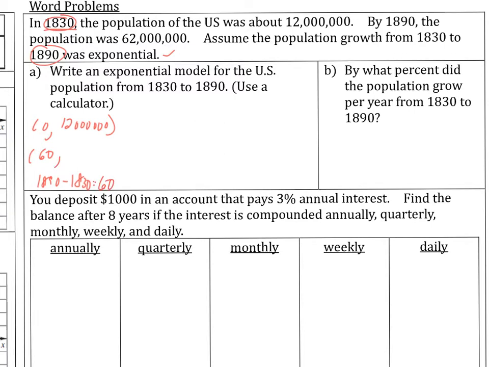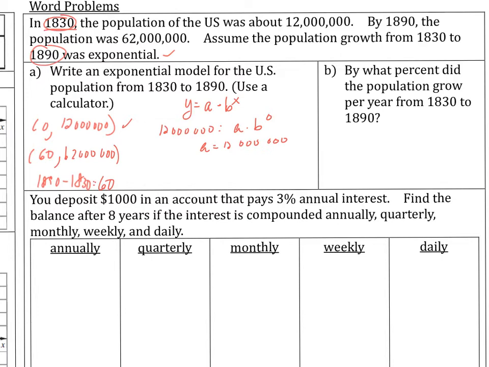And 60 years later, you have 62 million. Okay, so I'm going to take the exponential growth function, a times b to the x power. I'm going to substitute in some numbers. Well, I'm going to use this point, 12 million for y, a times b to the 0 power. Therefore, a is 12 million.